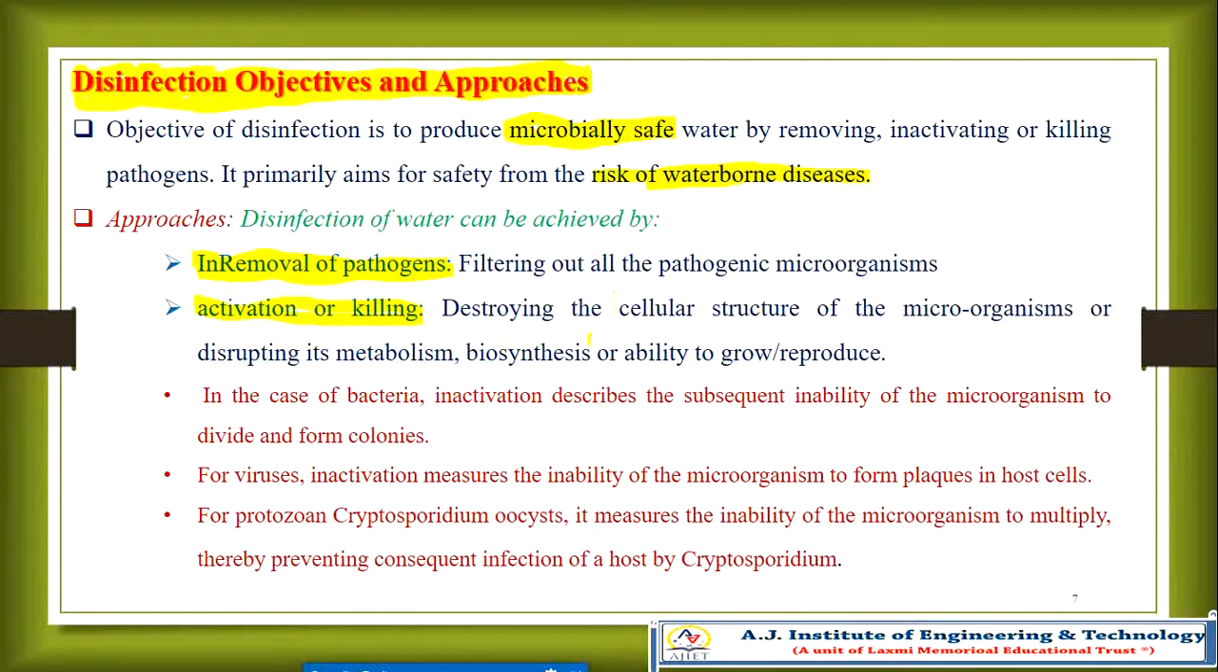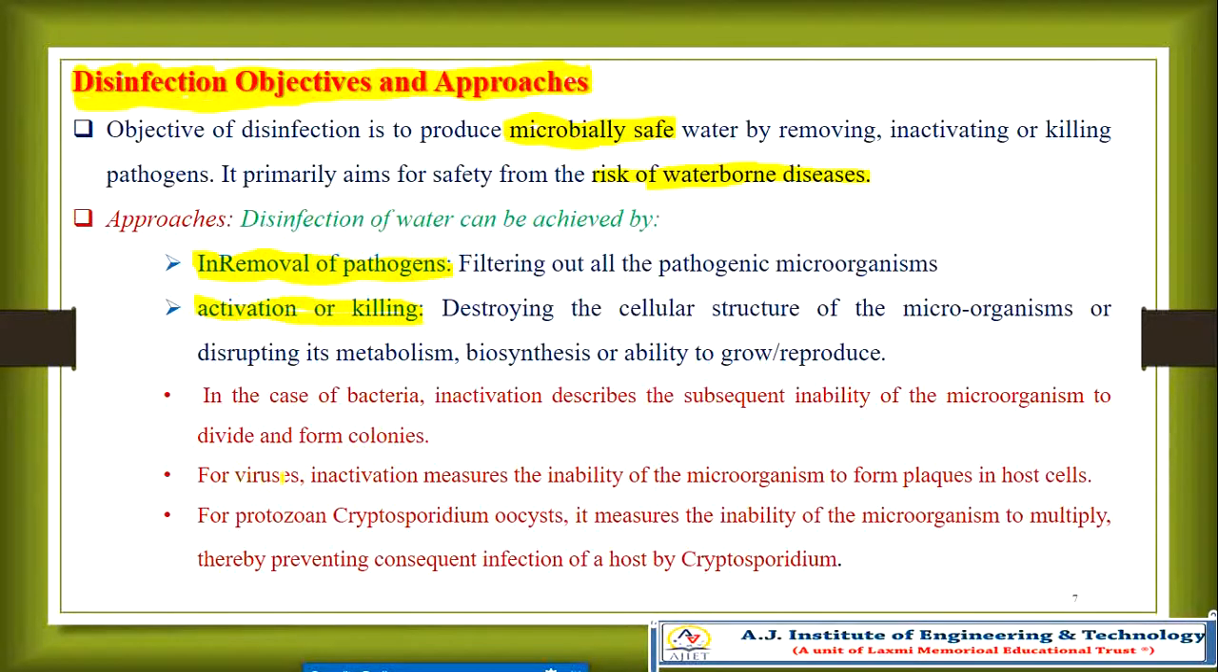Destroying the cellular structure of the microorganisms. Destroying means killing the cellular structure of the microorganisms, or disrupting the metabolism, biosynthesis or ability to grow or reproduce. That is inactivation. So in case of bacteria, inactivation describes the subsequent inability of the microorganisms to divide and form colonies.